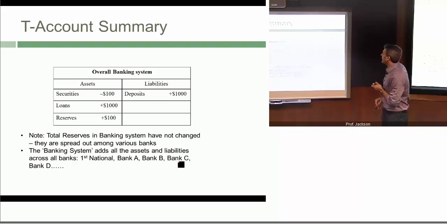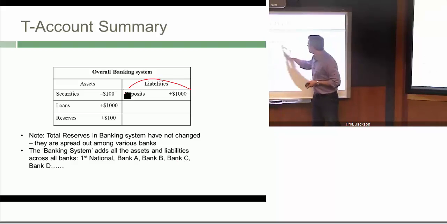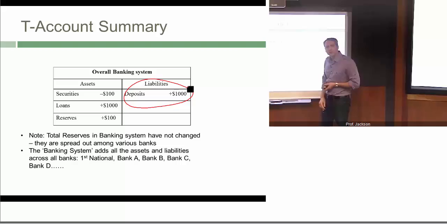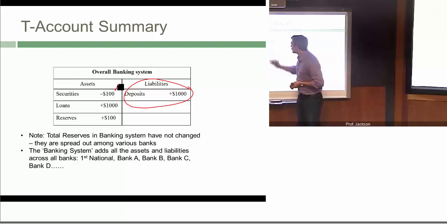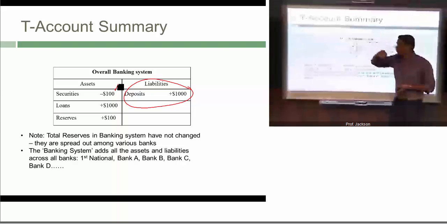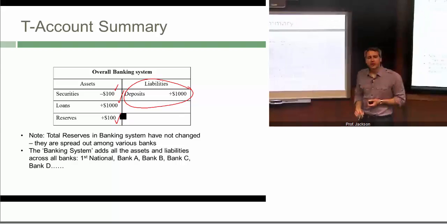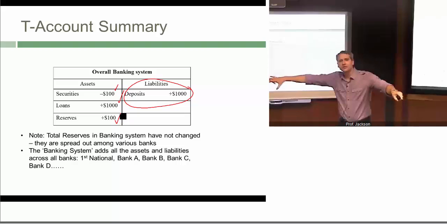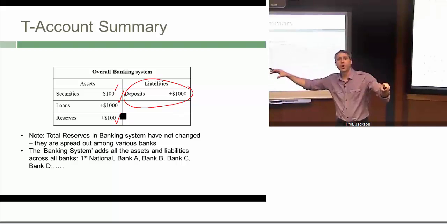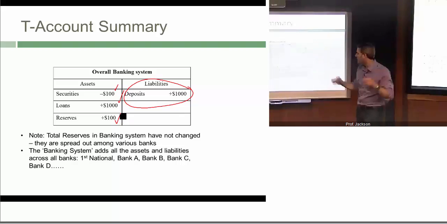If we look at the overall banking system, again, we have $1,000 in new deposits created, in liabilities of the banking system in total. It drew down $100 in securities through that initial effect of the First National Bank. Its loans went up by $1,000, and it had an increase of $100 in reserves. Now, keep in mind, these reserves are now spread throughout the entire banking system. They're all required reserves, and they're all spread throughout the entire banking system at all different banks. So not one bank is holding all of this, but it's all banks in aggregate.